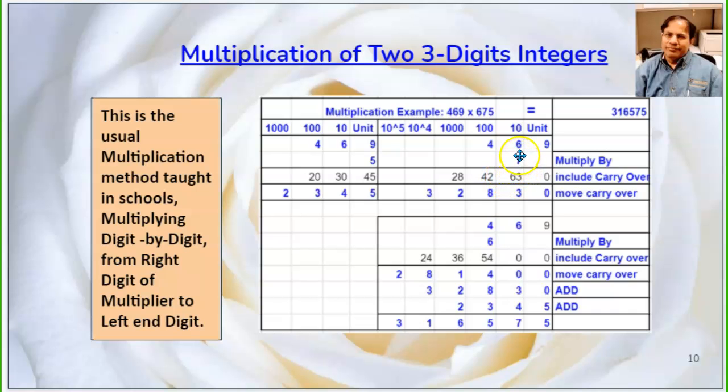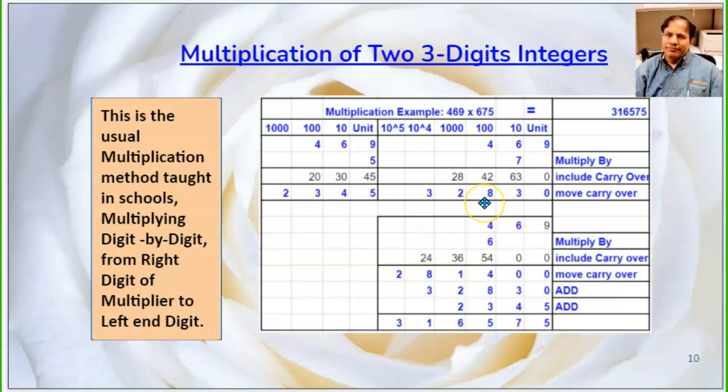7 by 6 is 42, and this is 420, so we write under the 100th digit. 7 by 4 is 28, and this is the 1000th digit, so we write under 1000. And we separate the carryover, so the 63 and the 10th becomes 3, and then carry over 6 to the left digit.